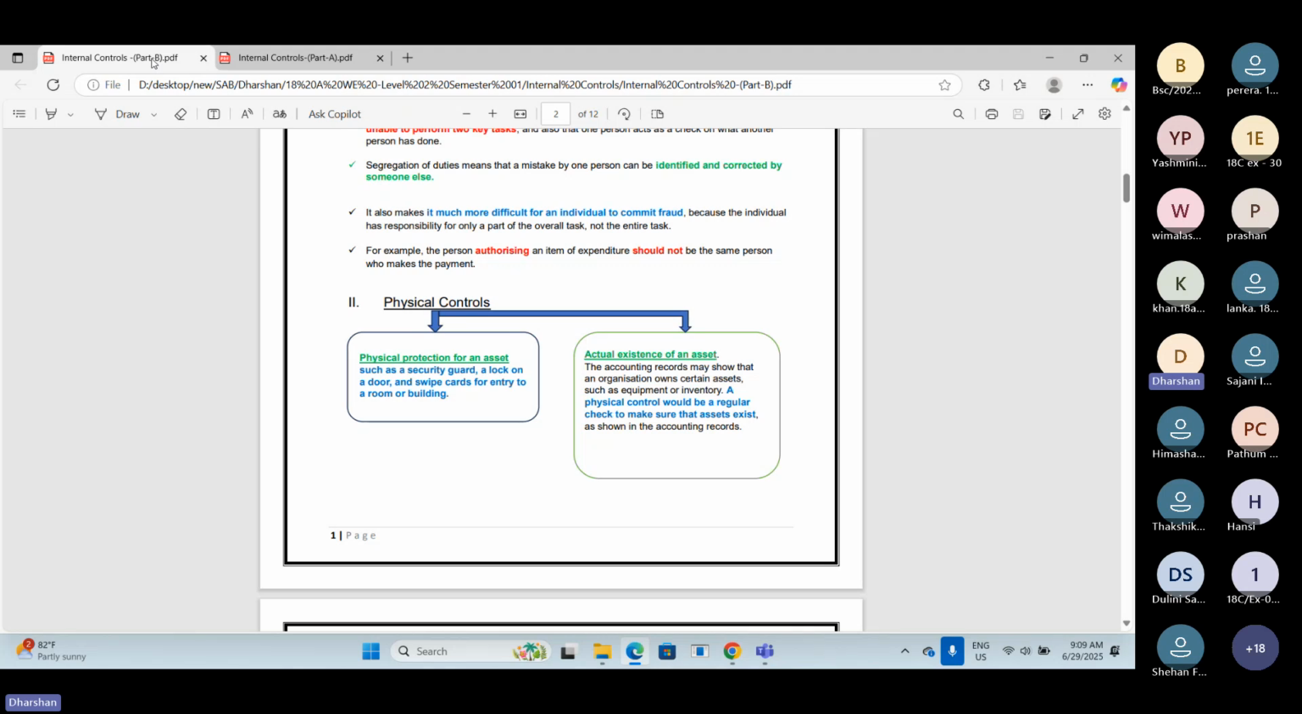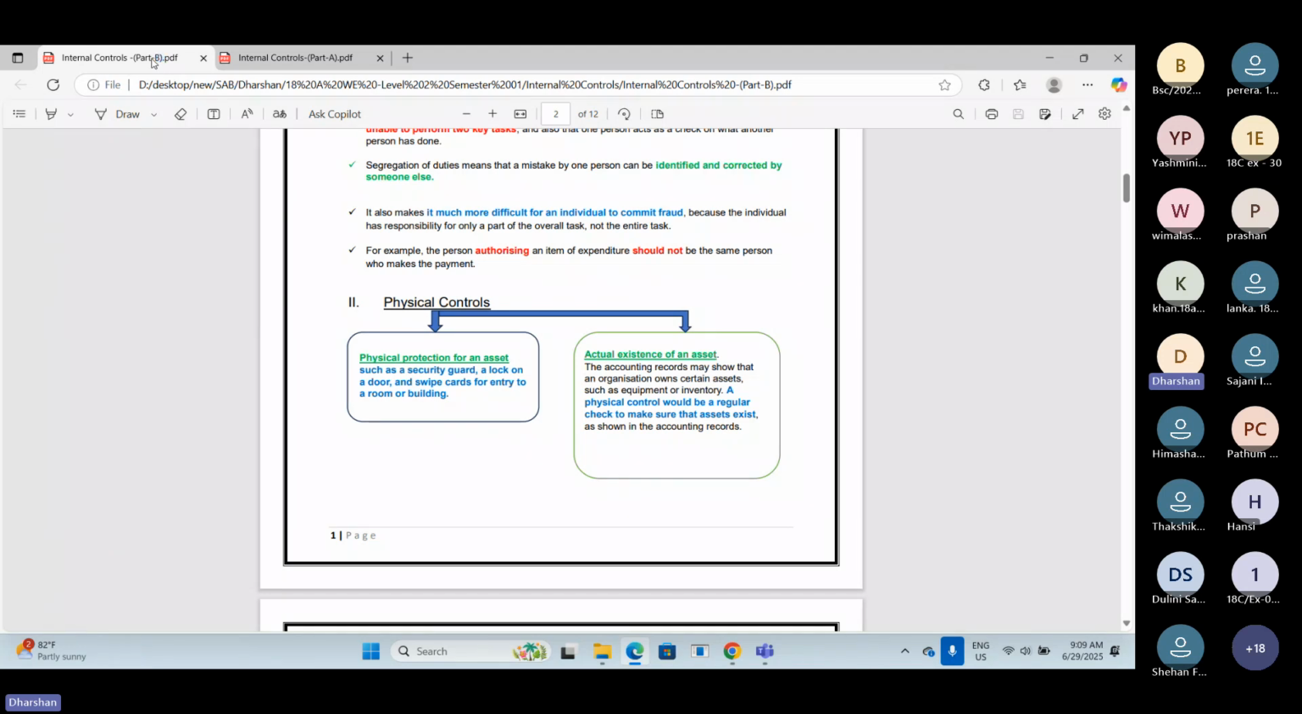We have two types of physical controls. One type is protection of assets. Another type is existence of assets. For protection of assets, I have given certain examples: fixing CCTV cameras, employing security guards. Those are the physical controls.